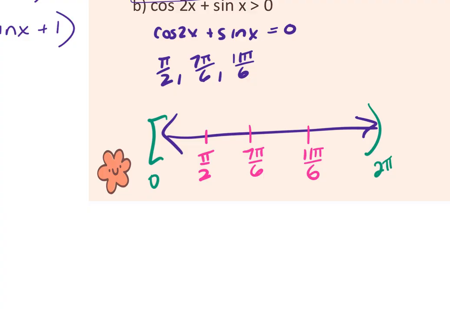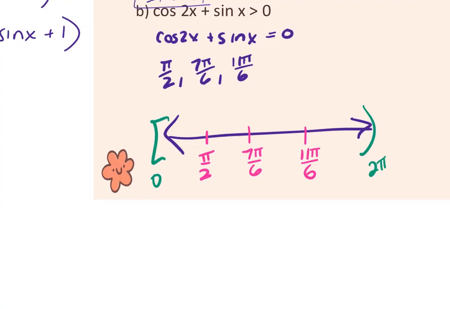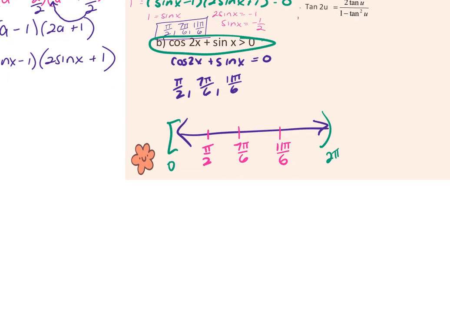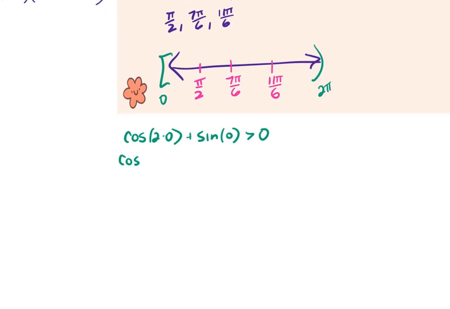0 is way easier, yeah? Pi over 4 works, but 0 is easier. And I'm going to plug it into my initial question. So I'm going to plug in 0. Cosine of 2 times 0 plus sine of 0 needs to be greater than 0. So I get cosine of 0 plus sine of 0 needs to be greater than 0.